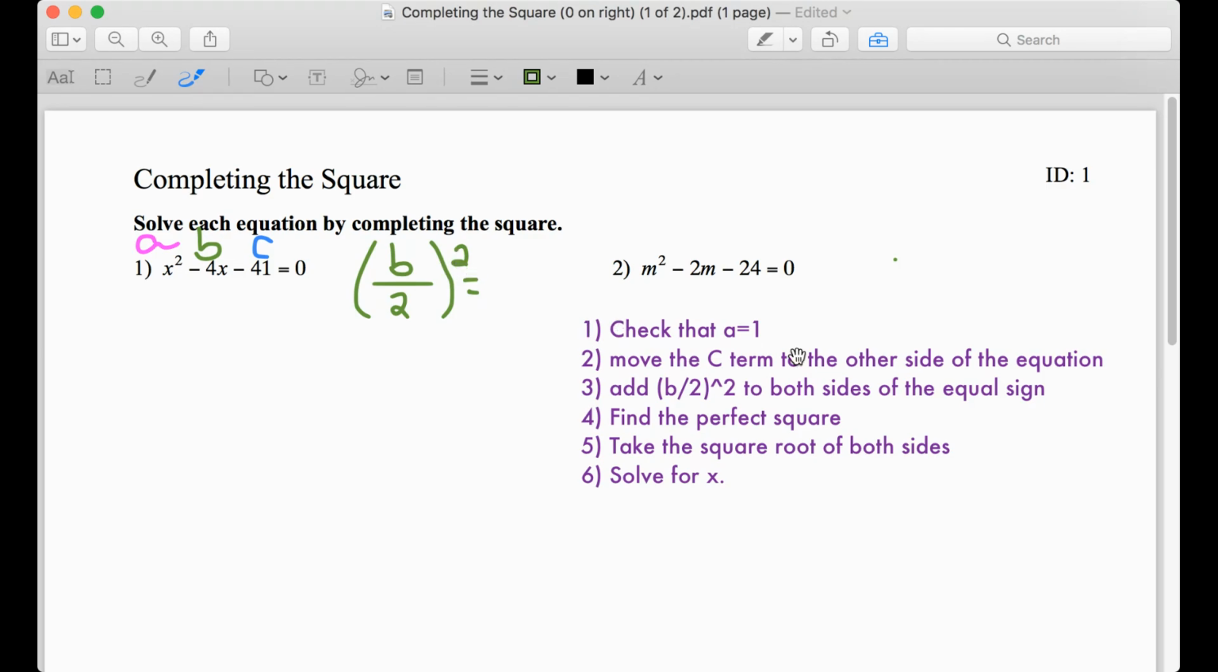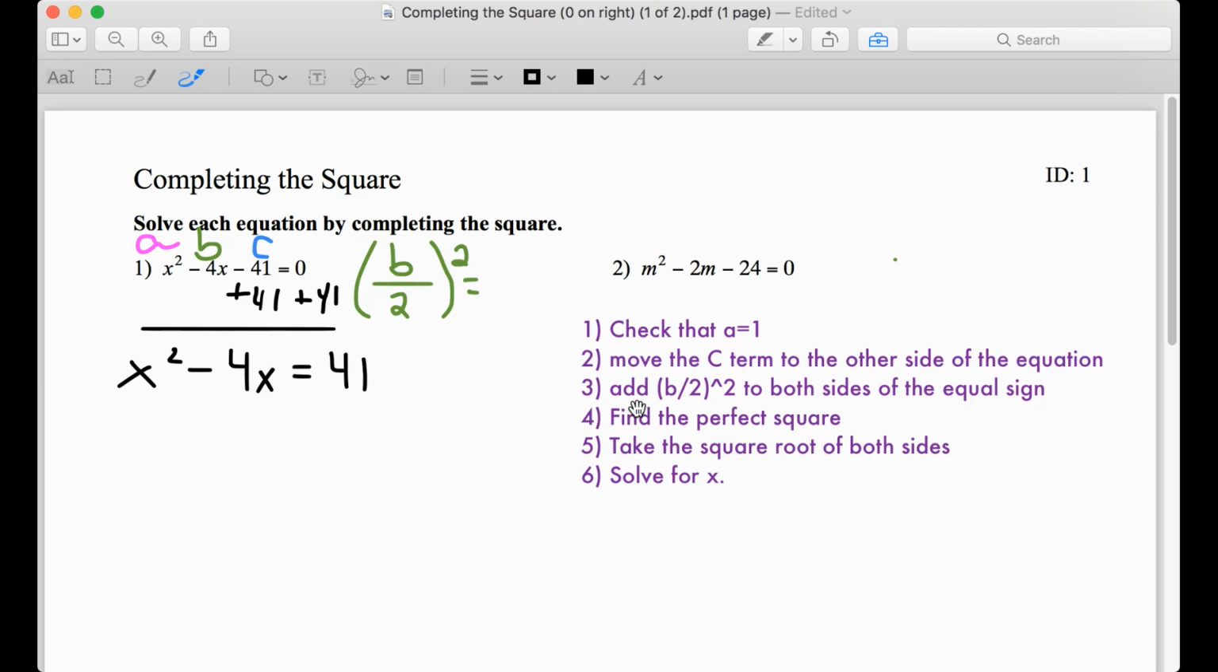So the first thing I have to do when completing the square is check that a equals 1, which it does here. Then I'm going to move the c term to the other side of the equation. So right now c is here as negative 41. So I'm going to add 41 to both sides. And so I get x squared minus 4x equals 41.